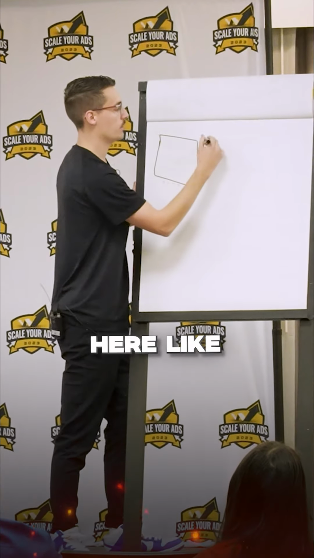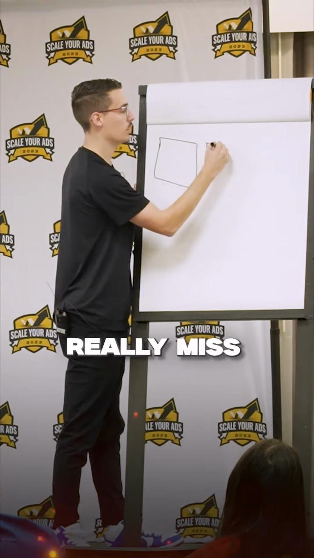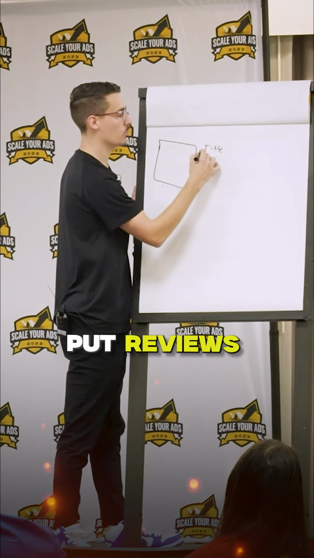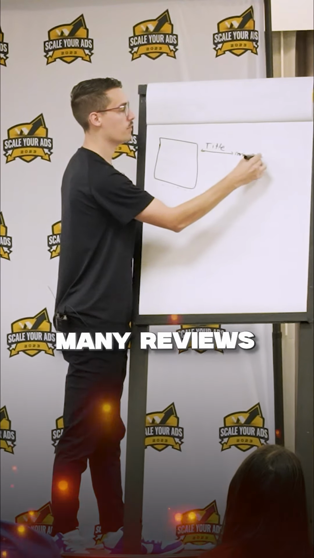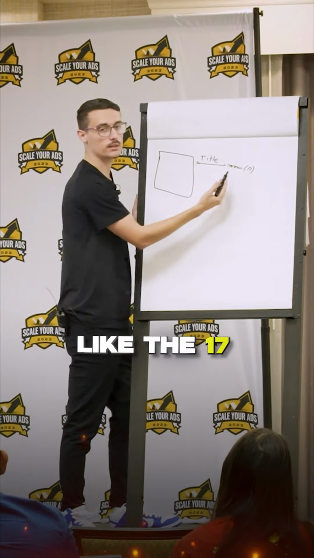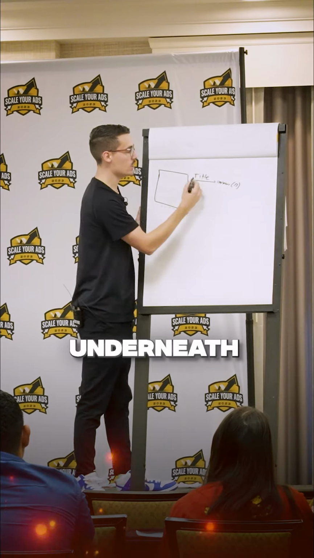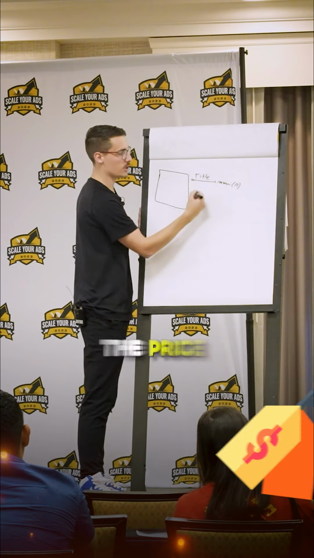Okay, and then here you'll have your title. This is something that people really miss a lot on. They don't put reviews here. You have to put reviews right underneath the title, and then how many reviews. So it's 5 stars, and then they put the 17 in parentheses. Underneath that, people will just go right to the price.